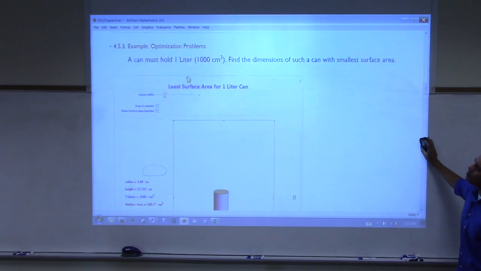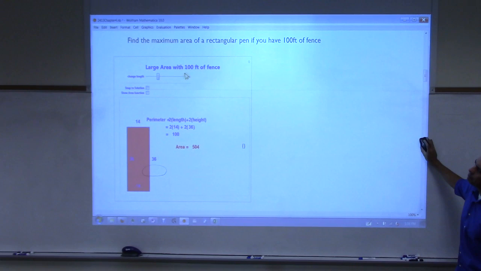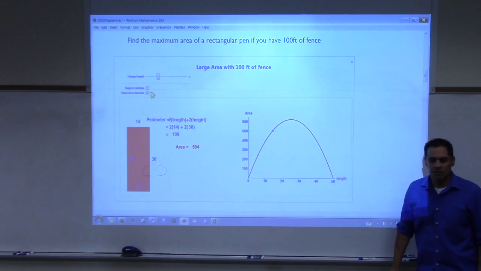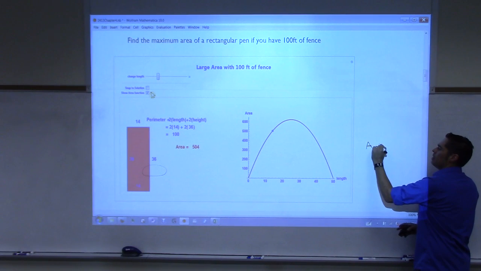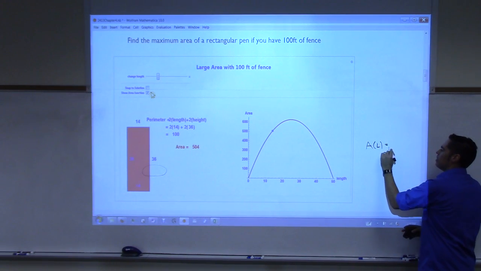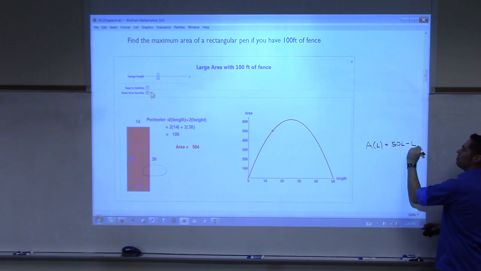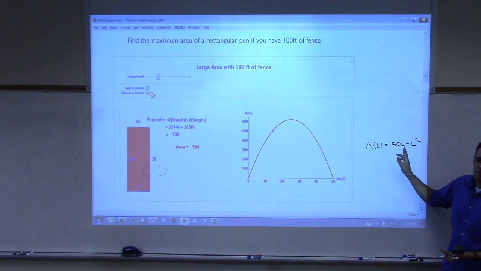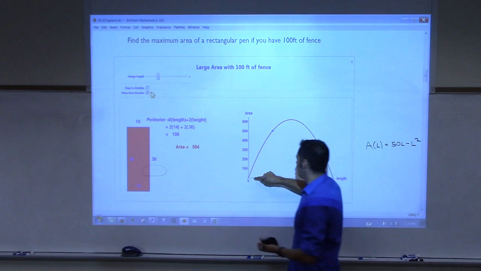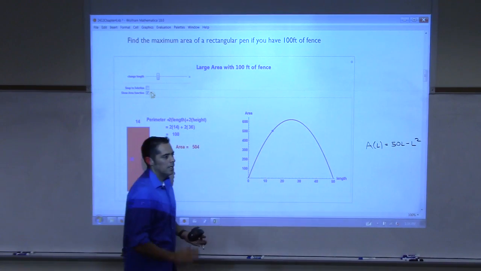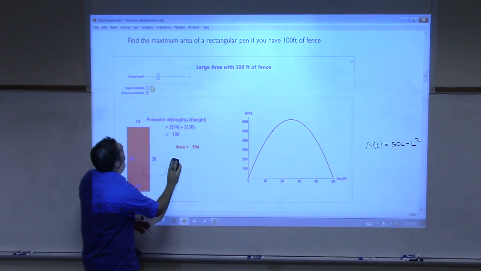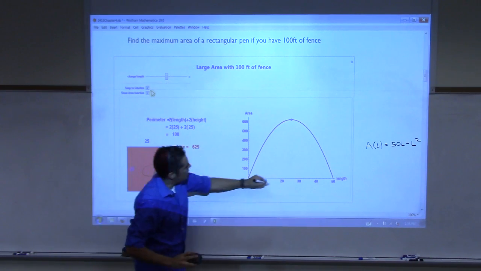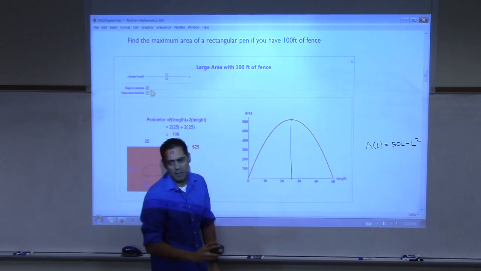Oh, hey, you know what I forgot to do on the previous problem? I forgot to graph that parabola. Remember how we found the area function? A of L equals, what was it, 50L minus L squared, right? I forgot to actually graph this for us. I graphed it on the closed interval 0 to 50. And all we did was find that highest point, which corresponded to 25.